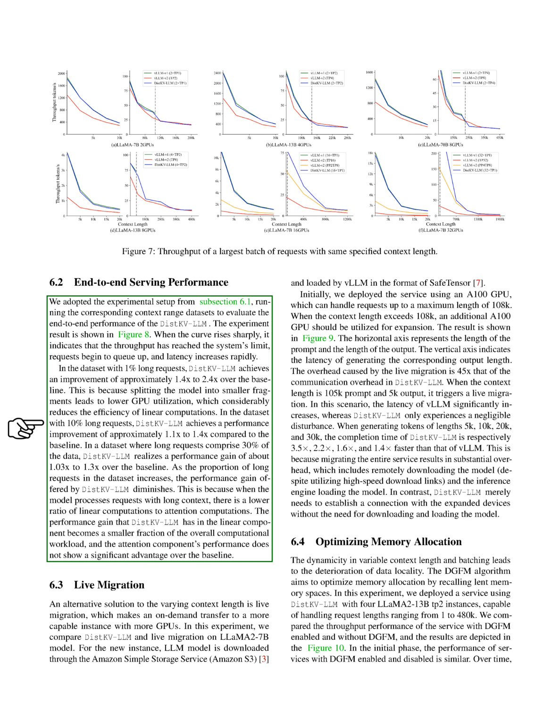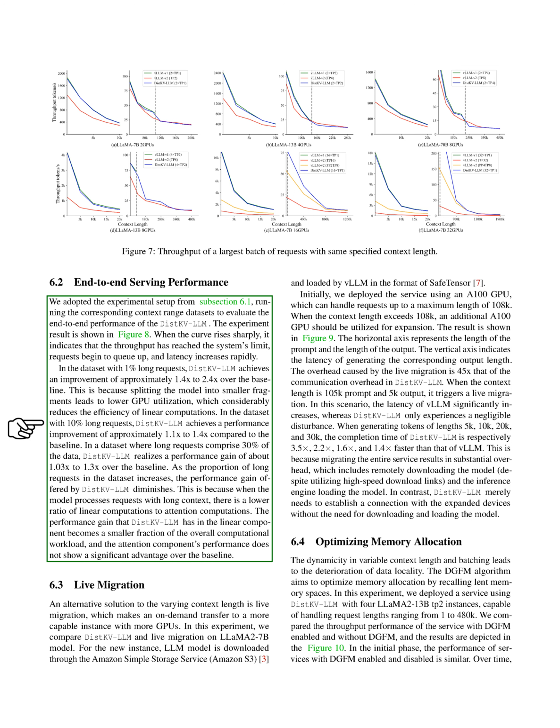In the dataset with 10% long requests, DistKV-LLM achieves a performance improvement of approximately 1.1x to 1.4x compared to the baseline. In a dataset where long requests comprise 30% of the data, DistKV-LLM realizes a performance gain of about 1.03x to 1.3x over the baseline. As the proportion of long requests in the dataset increases, the performance gain offered by DistKV-LLM diminishes.